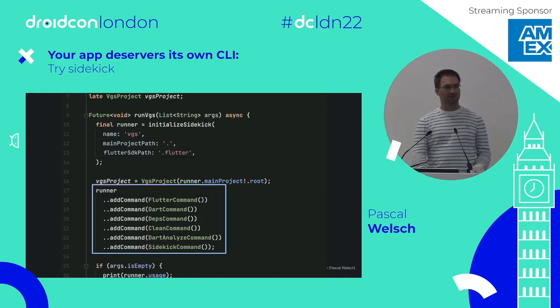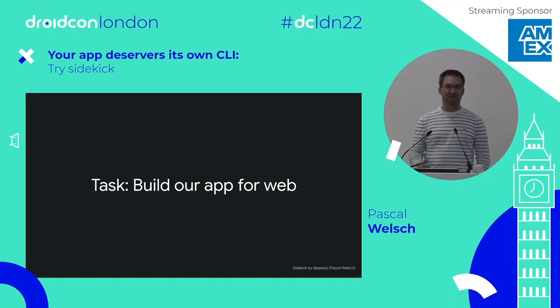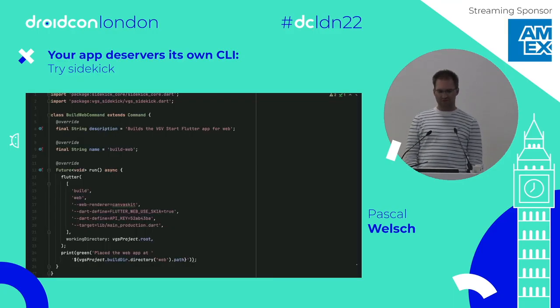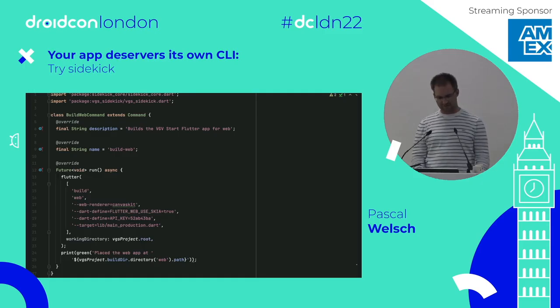Let's write a new command. That's something I want to show you today, that you can extend your CLI and create your own automations. And of course, we want to build our app for web, for example. The reason why I chose web is because in this command, you usually put in quite a lot of arguments, and you want to share this with your team. You not only want to have this in your GitHub action, but you also want to be able to execute this on your machine with all the commands. You don't want to forget anything.